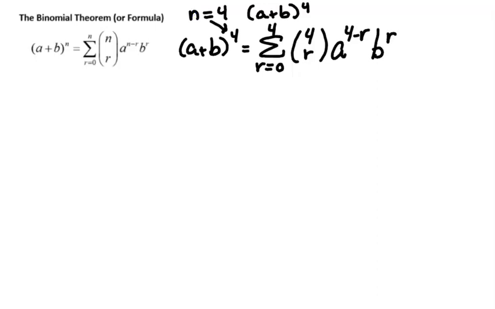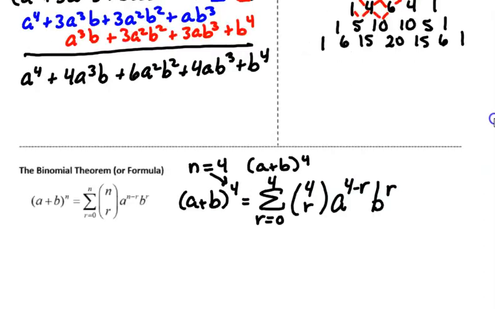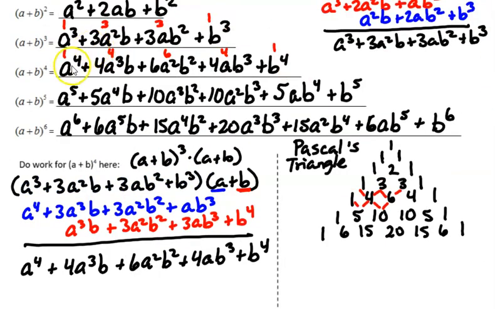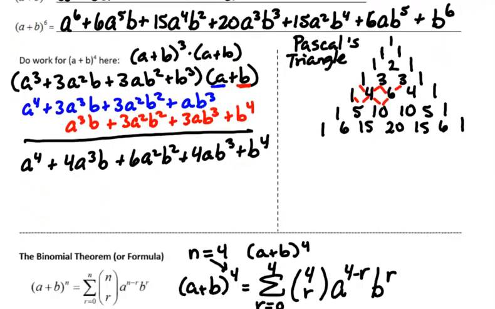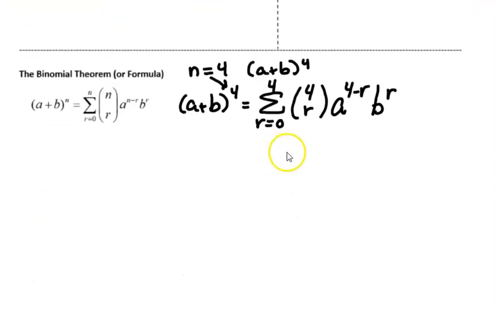Now, you might think, what in the world is r? Well, r is just the term number. We start with term 0 and we end with term 4, giving us 5 terms. If you go back up and look at a plus b to the fourth, it has 5 terms: 1, 2, 3, 4, 5. Corresponding to how many ways can I select 0 out of 4, 1 out of 4, 2 out of 4, 3 out of 4, 4 out of 4. So that's what those term numbers mean as far as the binomial coefficient goes.